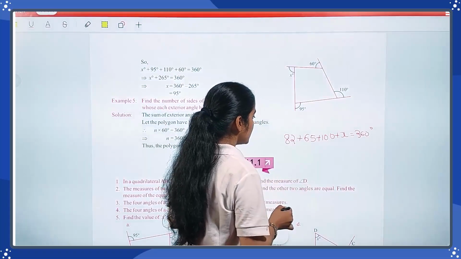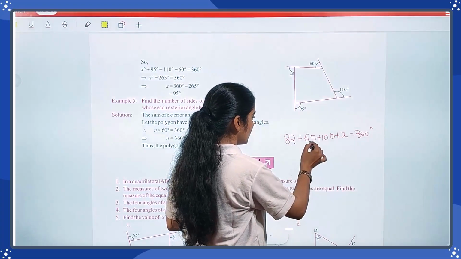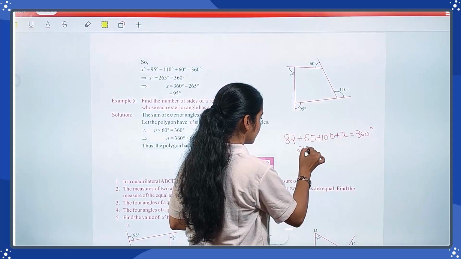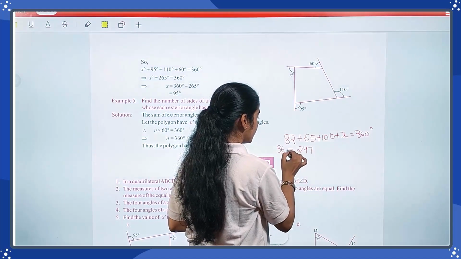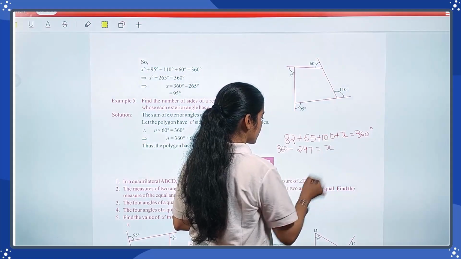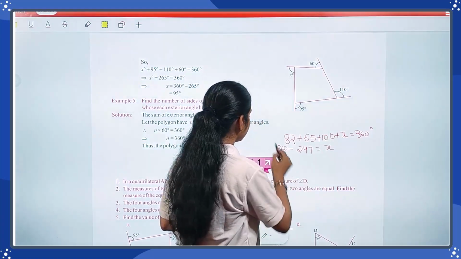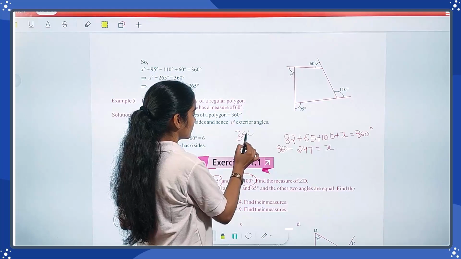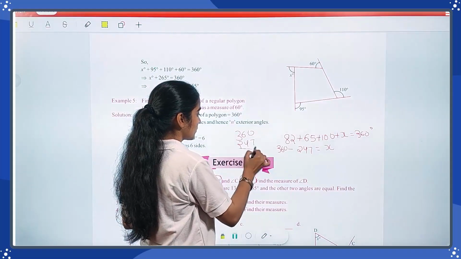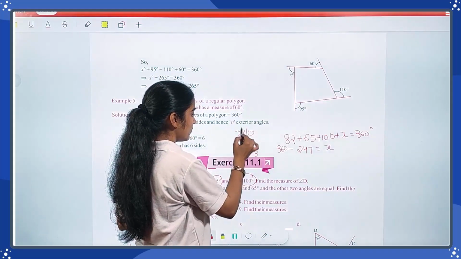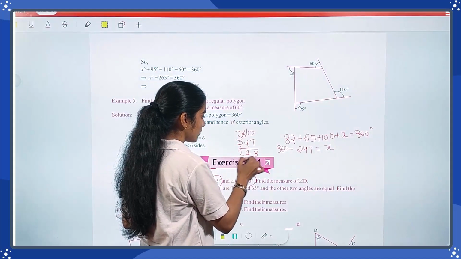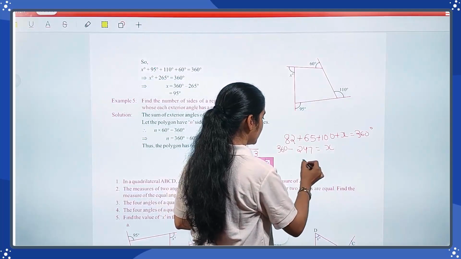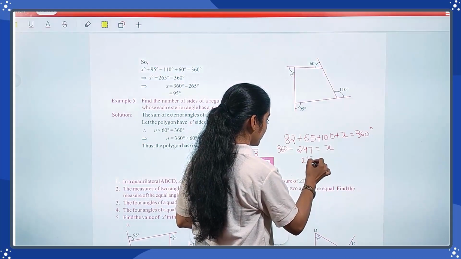80 and 60 is 140, 147 and 247, minus from 360 is equal to x. 250. 10 minus 7 is 3, 5 minus 4 is 1 and 3 minus 2 is 1. So 113 is the value of angle D.